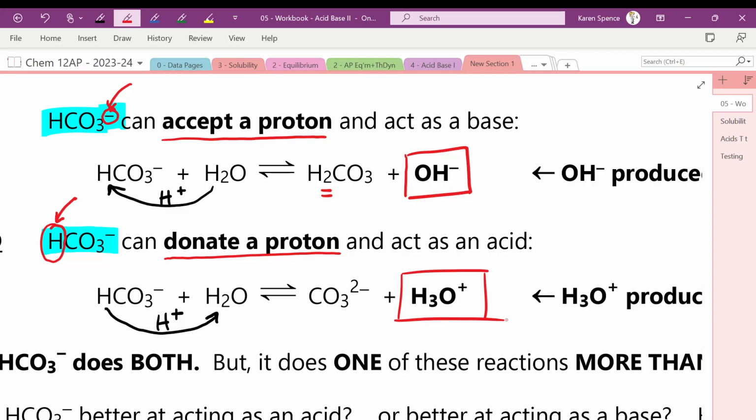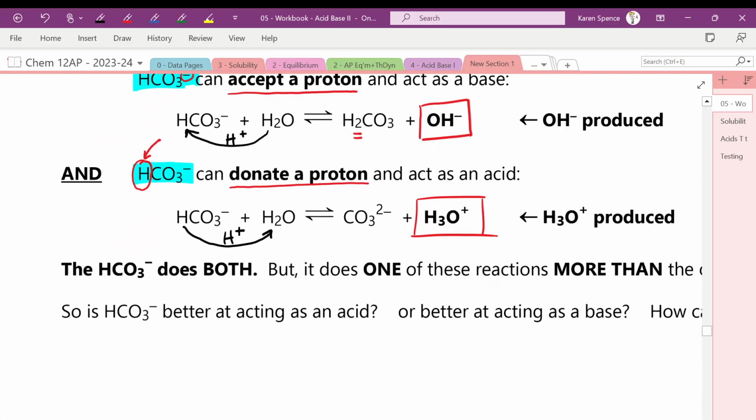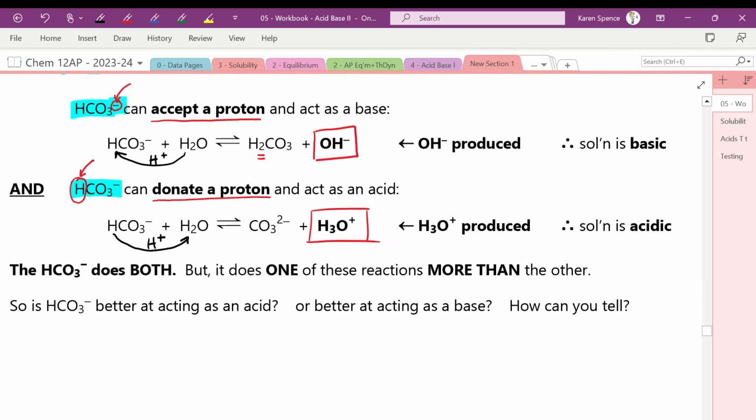But some of the bicarbonates do the first reaction, and some of them do the second reaction. But if it's not exactly 50-50, then you're going to have either more hydroxide or more hydronium produced. Yes? And I can't think of a situation where it will be 50-50. There might be an acid out there that does that, but normally one of these reactions occurs more than the other.